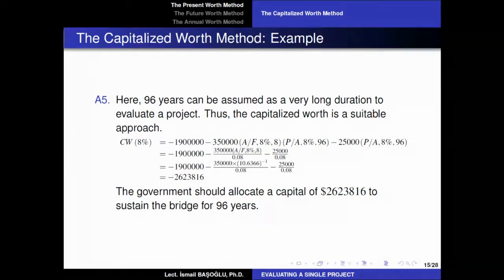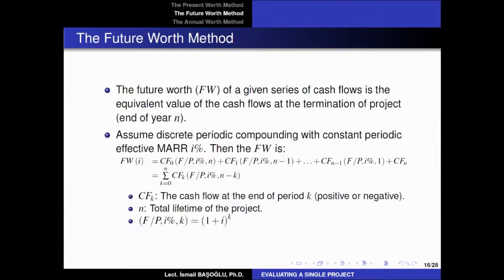Okay? So right now, if the government of this city allocates $2.6 million approximately, then they will be able to sustain that bridge for 96 years for all maintenance costs and upkeep costs.